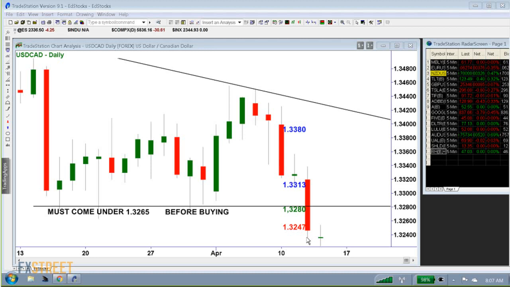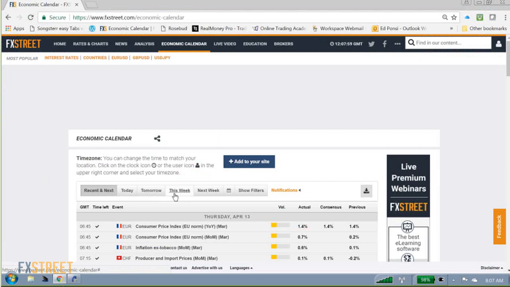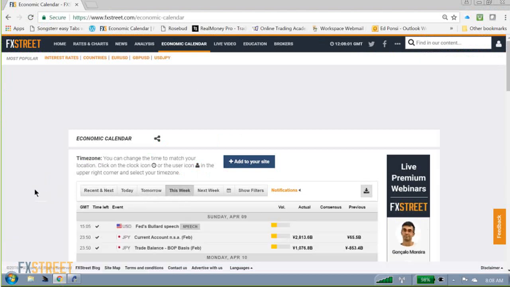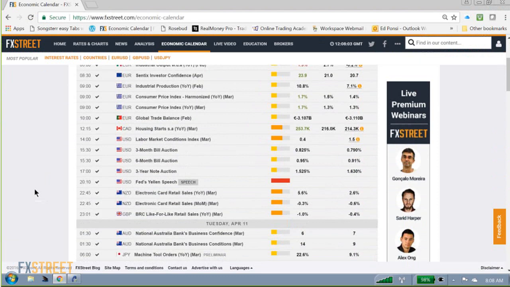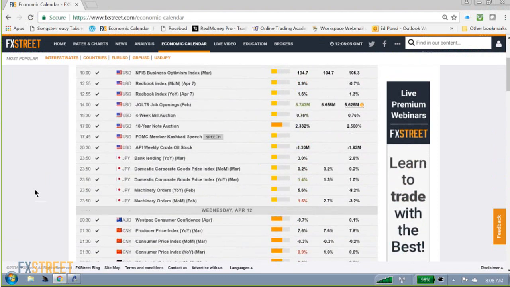No, it's actually very complicated, right? We have to look at it intraday to see what actually happened. But you can see I left a note here for you. The price must come under 132.65 before buying. So I said earlier that I wanted the price to drop down first and then come up before buying. So let's take a look. And first of all, what happened during that interest rate decision yesterday? Bank of Canada made no move on interest rates yesterday.